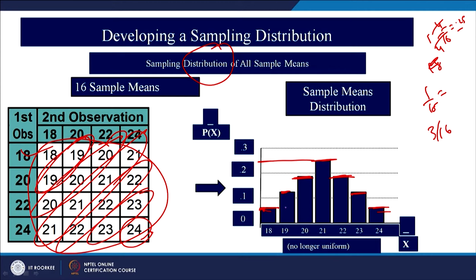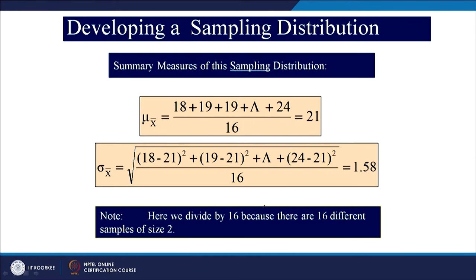Now if you look at this sampling distribution, and if you compare the sampling distribution with the population distribution, this is not a uniform distribution, it looks more like a normal distribution, isn't it. So what is the mean and standard deviation of the sampling distribution? Earlier these were the mean and standard deviation of the population distribution, right.